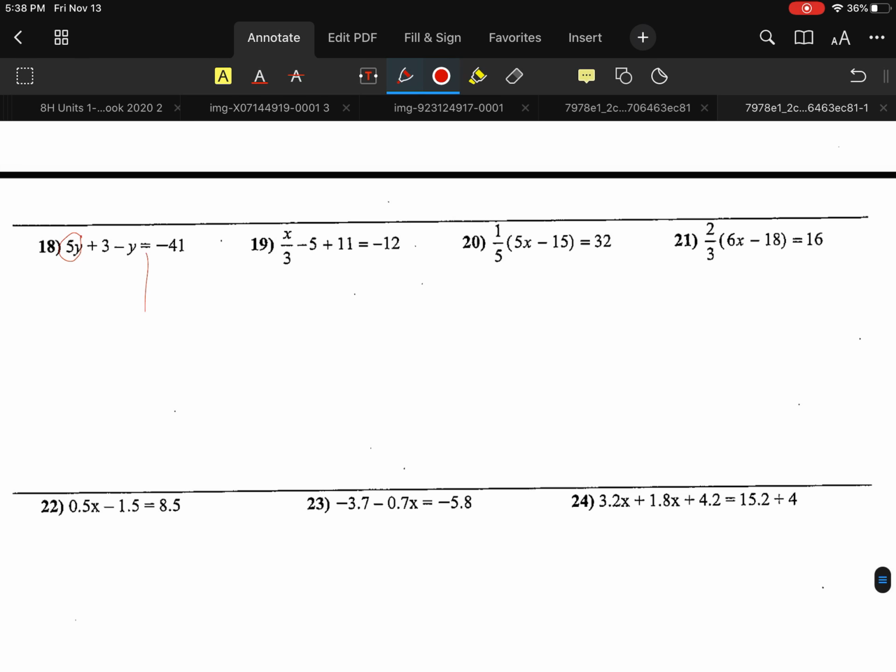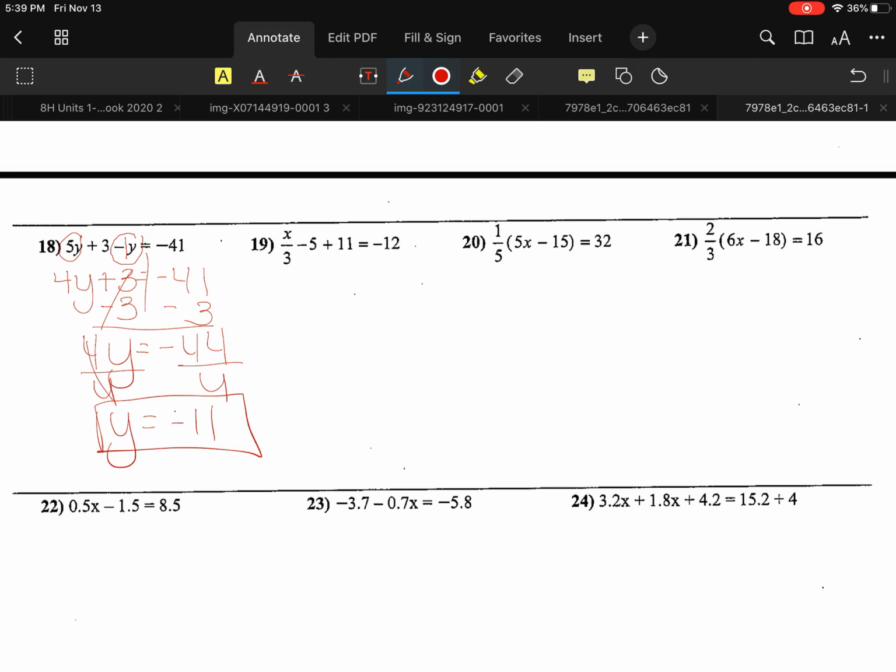Number 18. On the left-hand side, I can combine the 5y and the minus y, which is really a minus 1y. 5y take away 1y is 4y. Make sure when you draw your shapes, you take the sign with it. Subtract 3 from both sides. 4y equals negative 44. Signs are the same. I add and keep, or just punch in negative 41 minus 3. Divide both sides by 4. Y is equal to negative 11.